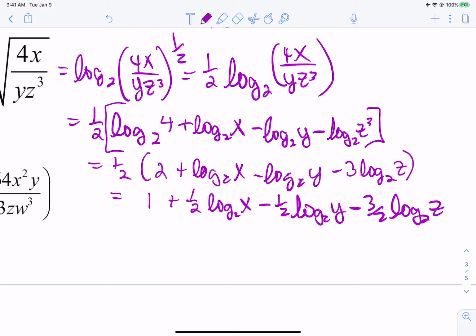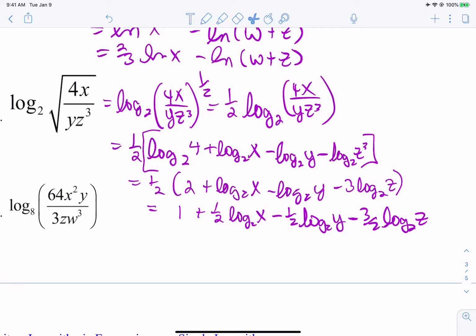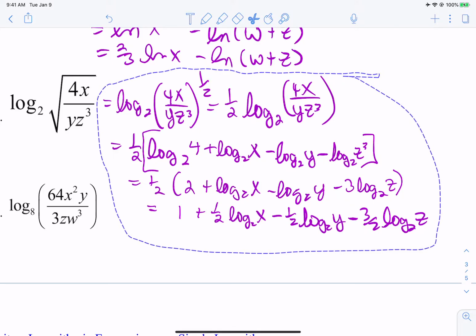Not real lovely, but it kind of is what it is. We can't really break it down further. We can't make it any nicer. Any questions about that one? Okay, I'm going to squish this down just a little bit.